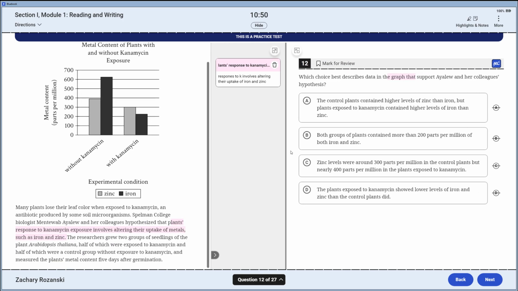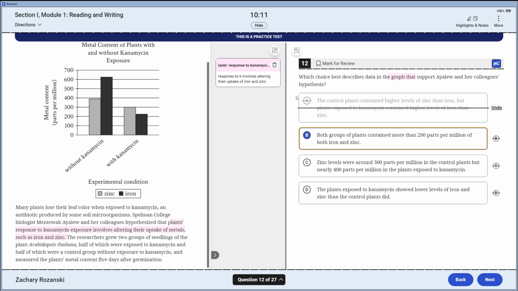So let's see if we can engage with this. Metal contents of plants with and without. Okay. The control plants contained control plants. That's got to be the without. They didn't have this thing, but I remember skimming that on accident. So half of which were exposed to K, without. So yeah, I was right. The control plants had higher levels of zinc. Zinc is green. No, this is lower. Metal content. No, they had lower levels. Liar. Both groups of plants contain more than 200 parts per million of both. Both had more than 200 parts per million. That's true. All right, we pick him.